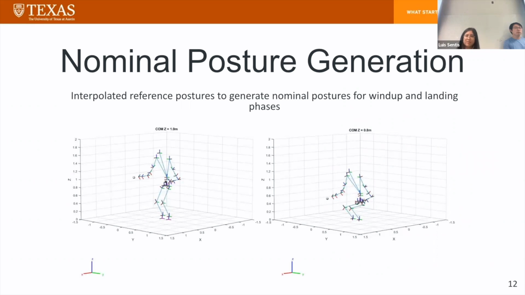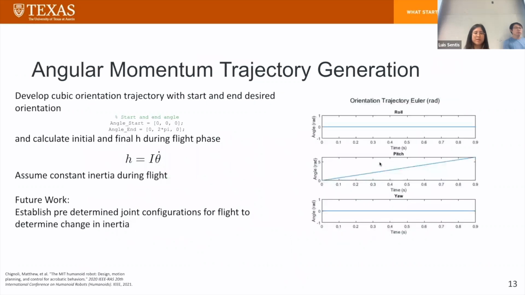Okay, and then, to give it some idea of what kind of posture we want it to have during the wind up and landing phase, we calculated these two postures. This one is standing high and this one is standing low. And then we interpolated between these two to get a smooth transition. So that was just for smooth movement during the wind up and landing phases.